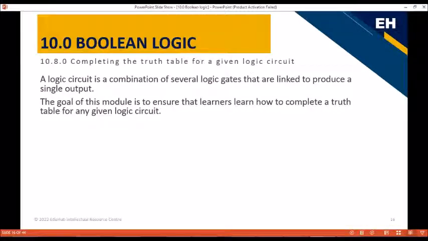Now, what is a logic circuit? A logic circuit is a combination of several logic gates that are linked to produce a single output. The goal of this module is to ensure that learners learn how to complete a truth table for any given logic circuit.